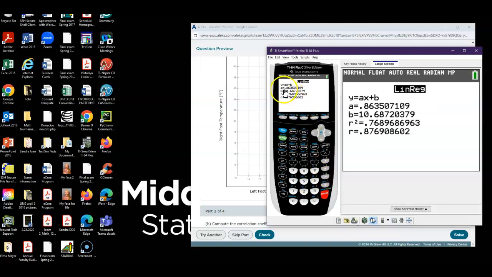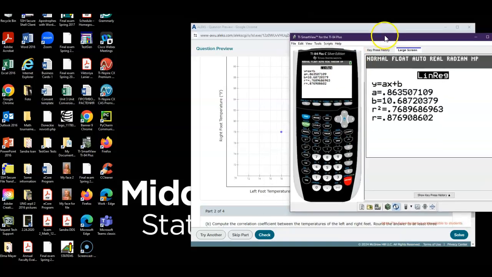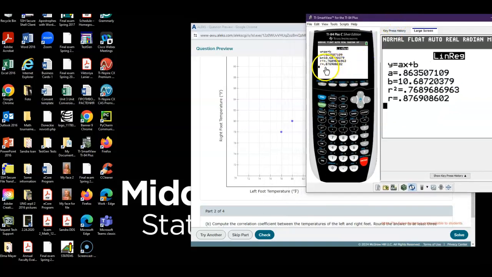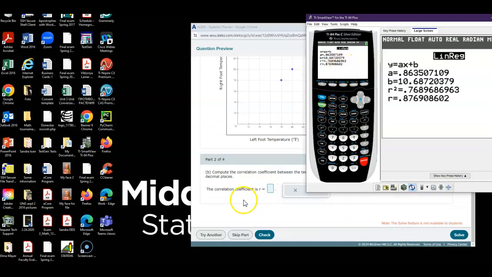Calculate the regression equation. So here's the regression equation. The first coefficient is 0.863507109, and then you round to the number of places. The second coefficient b is 10.68720379. And what is the correlation coefficient? The correlation coefficient is 0.87690860.